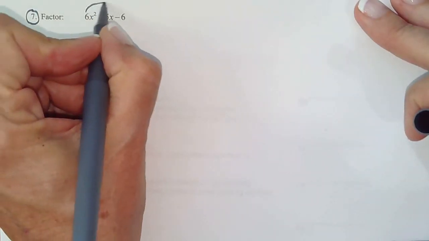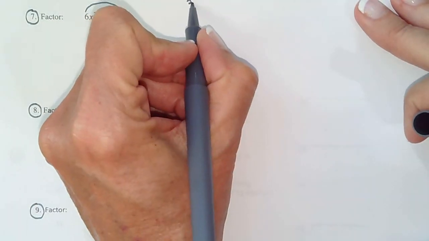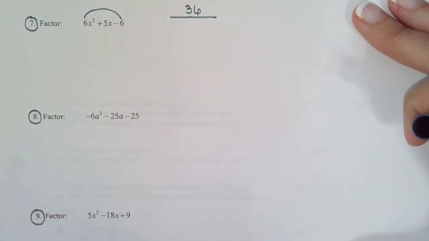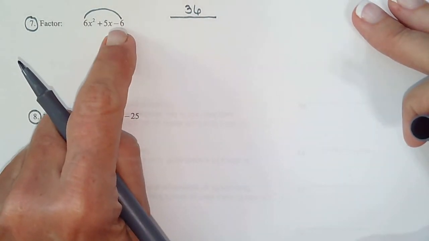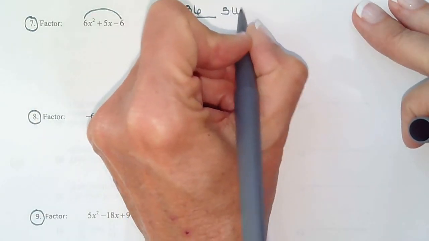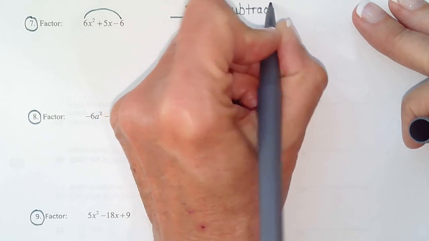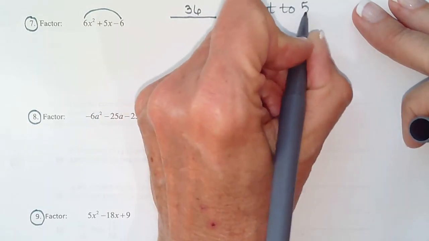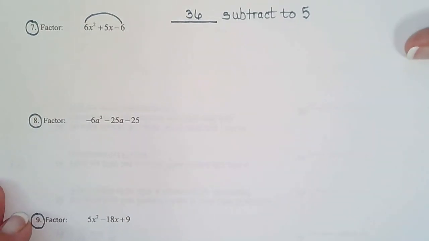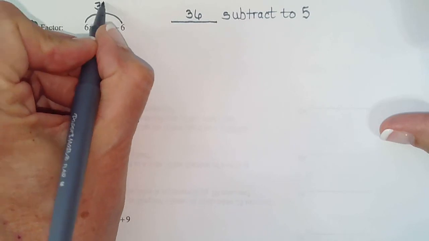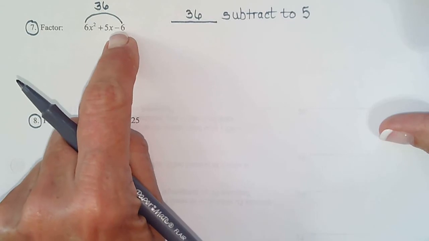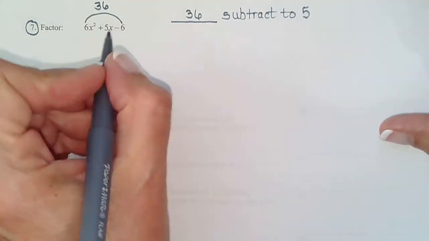So for number 7, we're looking for factors of 36 that subtract, remember we read backwards, subtract to 5. And there isn't a GCF, so that means we can jump right in and start doing the AC method. So factors of 36 that subtract to 5.